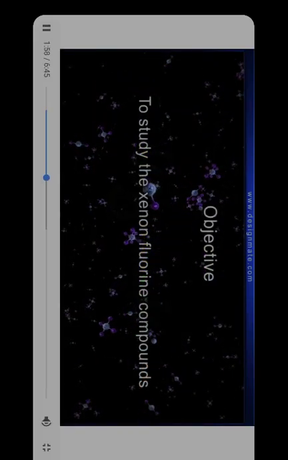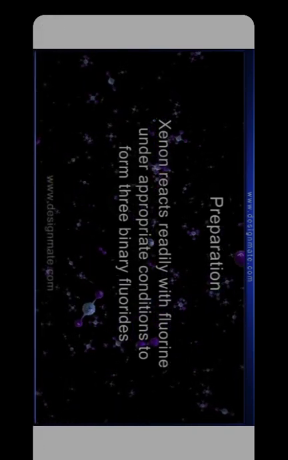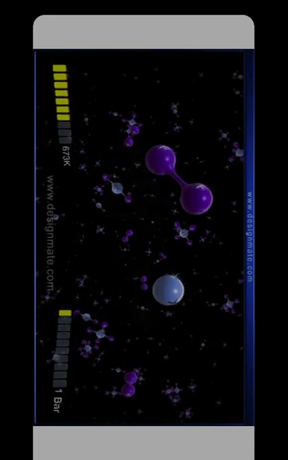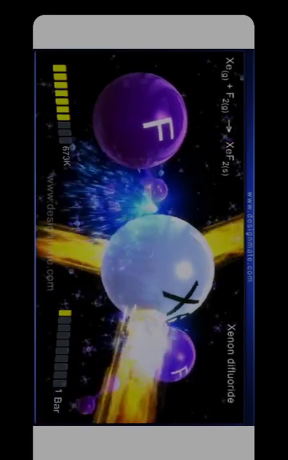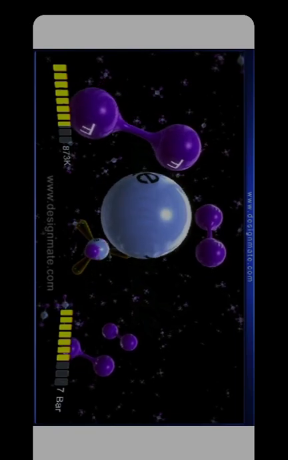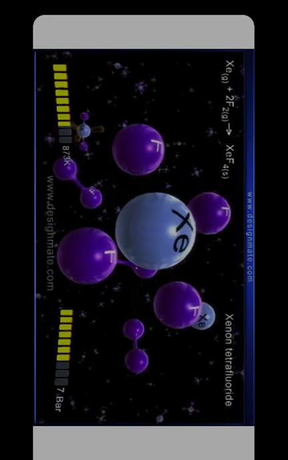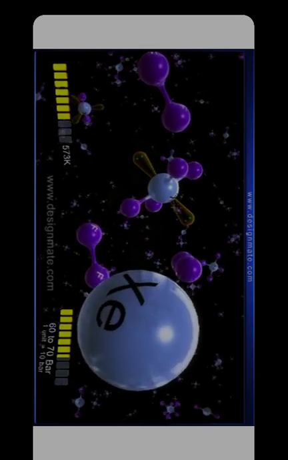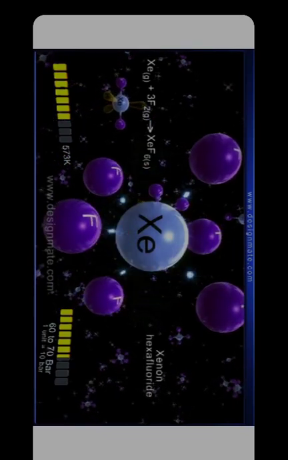In this topic, xenon reacts readily with fluorine under appropriate conditions to form 3 binary fluorides. At 673 Kelvin and 1 bar pressure, when there is an excess of xenon in the reaction mixture, xenon difluoride is formed. At 873 Kelvin and 7 bar pressure, xenon and fluorine react to form xenon tetrafluoride. At 573 Kelvin and a pressure of 60 to 70 bar, xenon and fluorine react to form xenon hexafluoride.